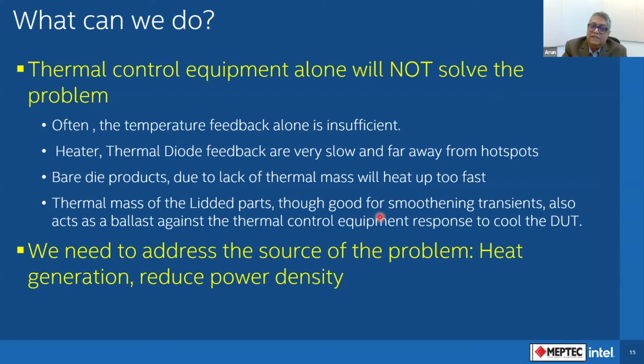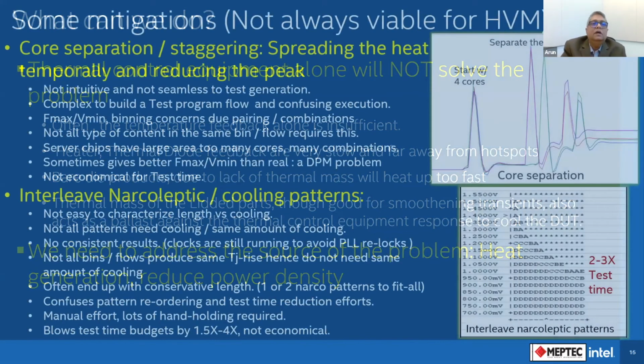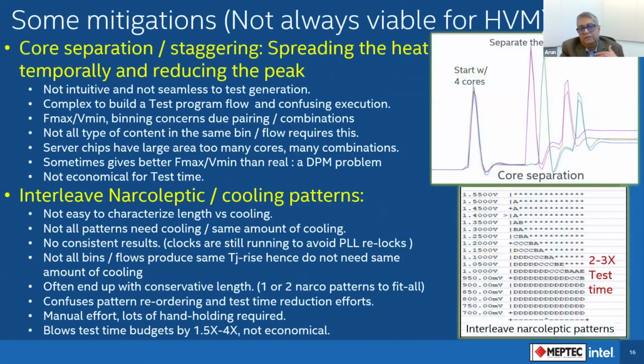So we need to address the source of the problem, the heat generation, and reduce the power density, right? So what are the mitigations? Some mitigations here; these are not solutions, right? Core separation. For example, nowadays there are multi-core or multi-IPs or multi-EUs, right? Spread the heat temporally, in time. I call this the curse of determinism, or curse of lockstep, for test engineers, right? In this case, you can see we started with 4 cores and we know the power is going to shoot up, so we separated 2 cores at a time.